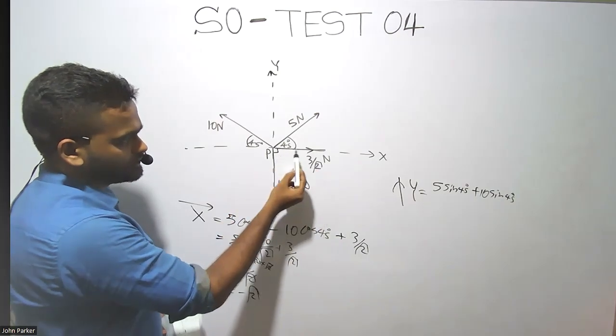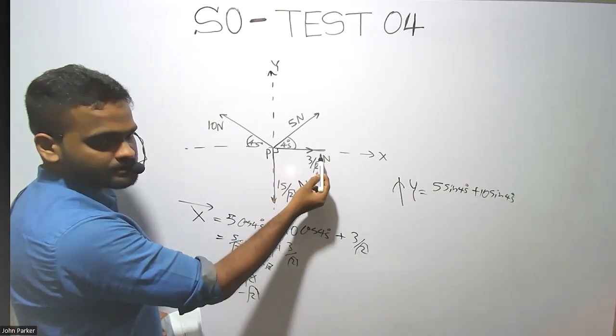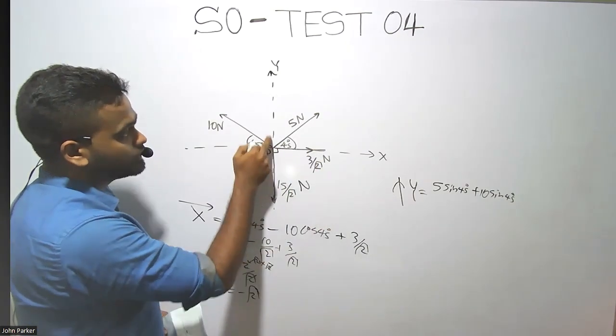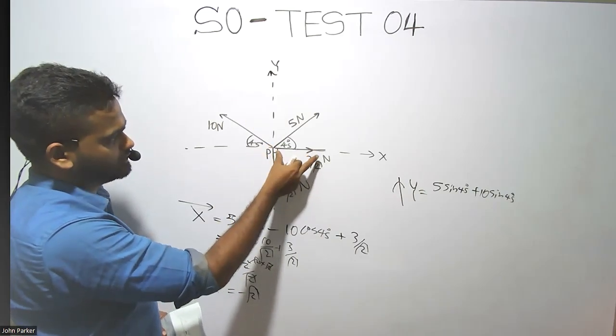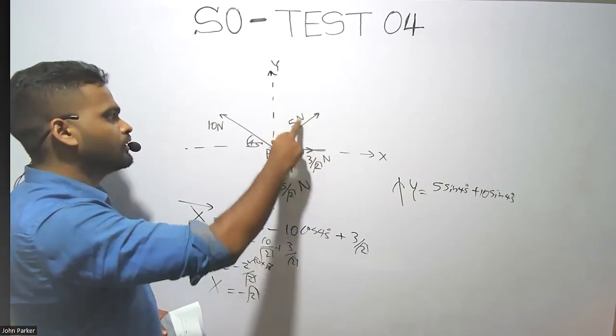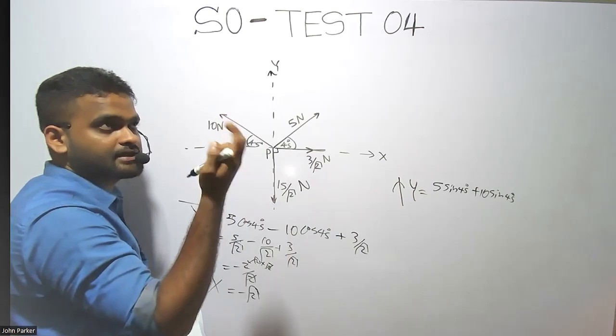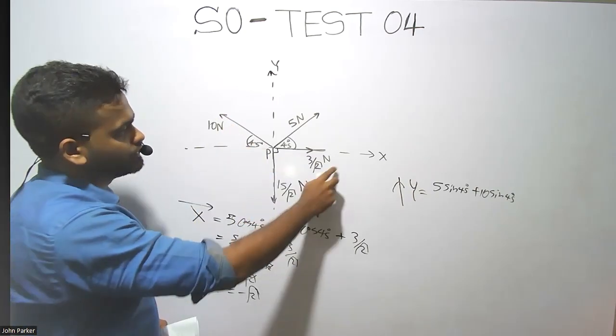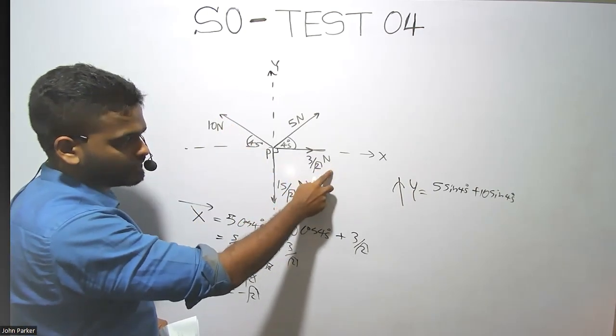Then we don't have a component from this because this is perpendicular to y, right? You can think of it like 3 root 2 cos 90. Cos 90 is 0, right? So we don't have a component from this one.